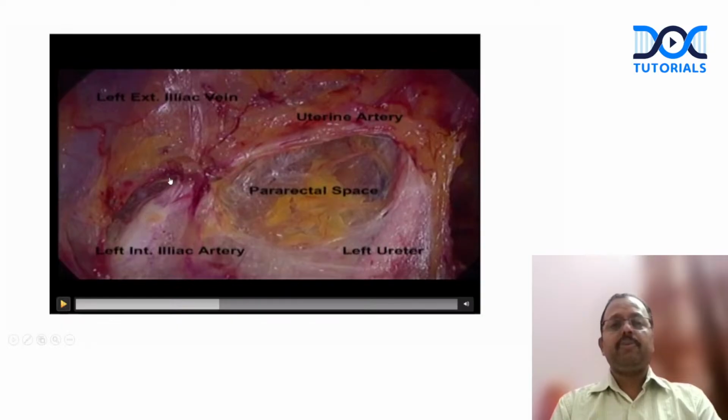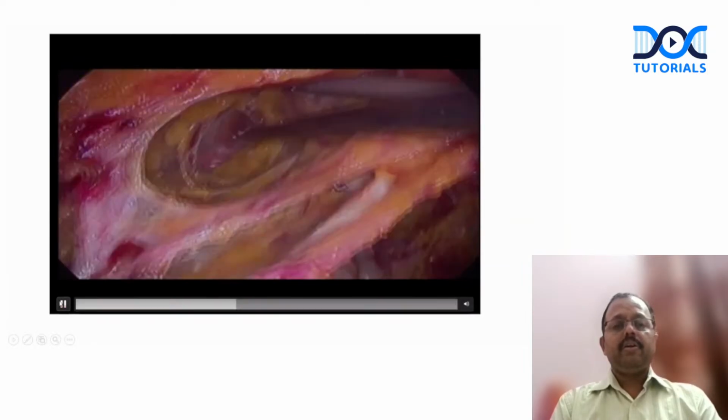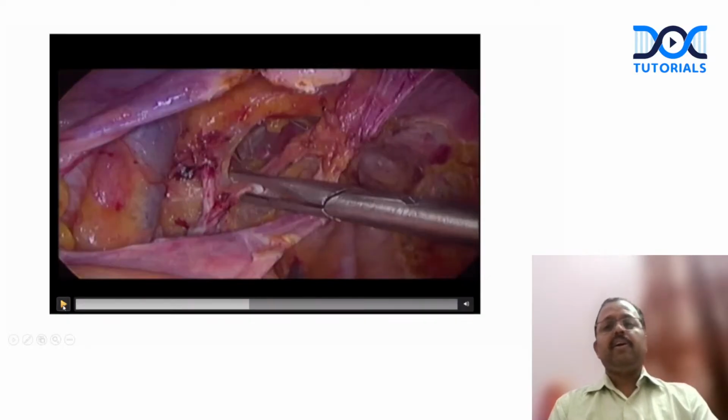So this is what I talked to you about, the external iliac vein, and this is the takeoff of the internal iliac artery, the first branch of which starts the uterine artery. Remember that you have about a 2 centimeter. See, we go up to the levator muscle.